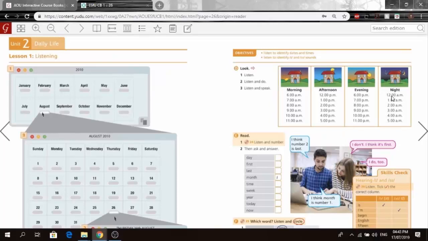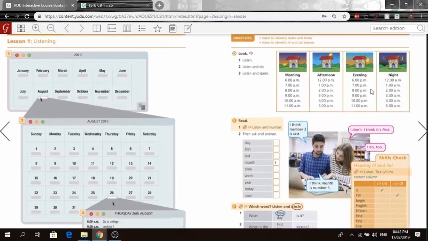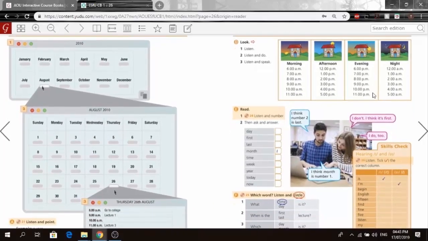Night is 12 a.m. So from 12 a.m. to 5 a.m. is considered nighttime for most people, okay? So 12 a.m. to 5 a.m. is where usually most people are either asleep or up all night gaming and not caring about what they're gonna do the next day. There's no in between. This was just a joke, by the way, so let's move on.